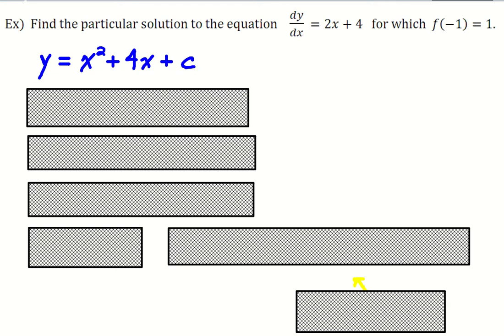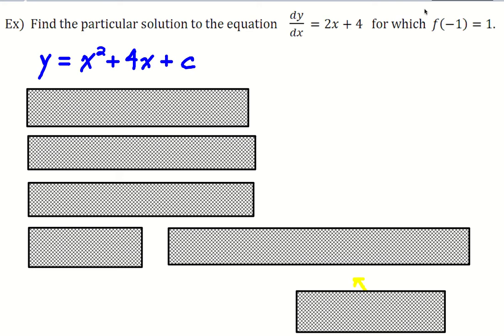So the first thing we're going to do is, I guess I'm taking some liberties here because technically dx goes to the other side. Okay? And you can integrate both sides and get this: y equals x squared plus 4x plus c. And this would be the general solution.